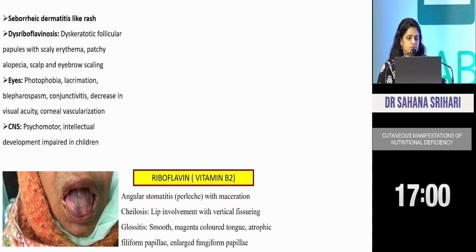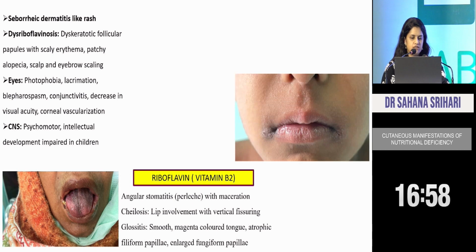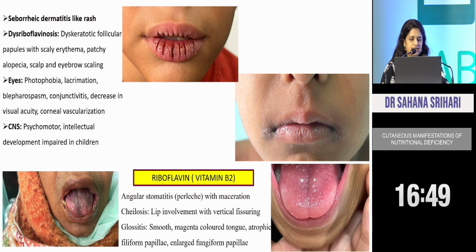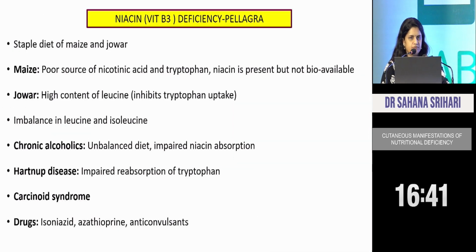There can be angular stomatitis or perleche with maceration. There can be angular cheilitis, lip involvement with vertical fissuring as shown in the picture here, and the tongue can have glossitis with atrophic filiform papillae and enlarged fungiform papillae. Next we discuss pellagra or the vitamin B3 deficiency.